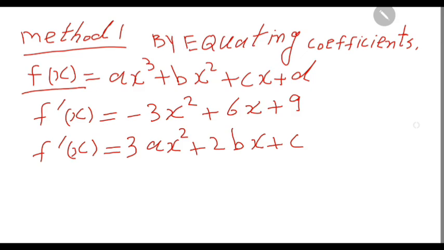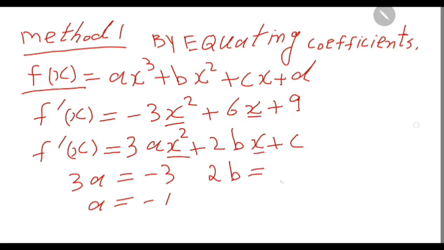So now we're going to equate the coefficients. Coefficient of x power 2: 3a is equal to negative 3. So a is negative 3 divided by 3, which is negative 1. Now 2b, I equate with the coefficient of x here, 6. So b is equal to 6 divided by 2, which is 3.